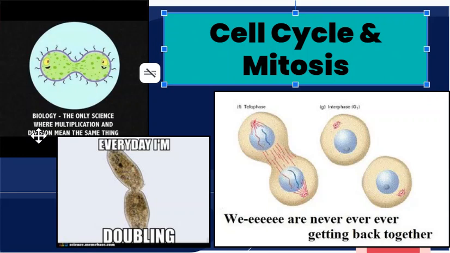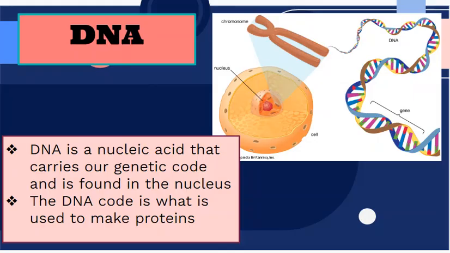In this notes video, we are talking about the cell cycle and mitosis. Mitosis is the process by which one cell becomes two. We've learned earlier in Unit 2 when we were talking about cells that cells come from other cells. Mitosis is the process by which that happens.